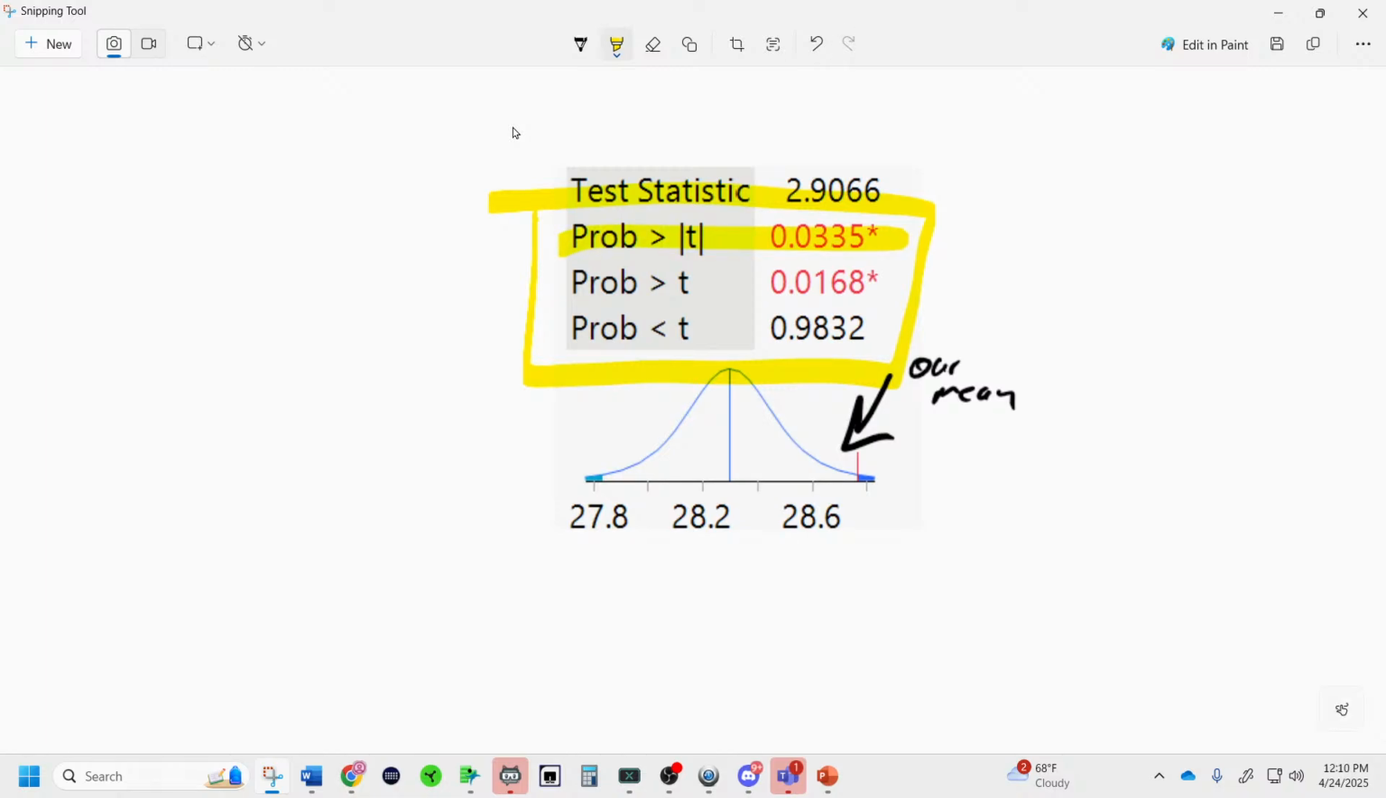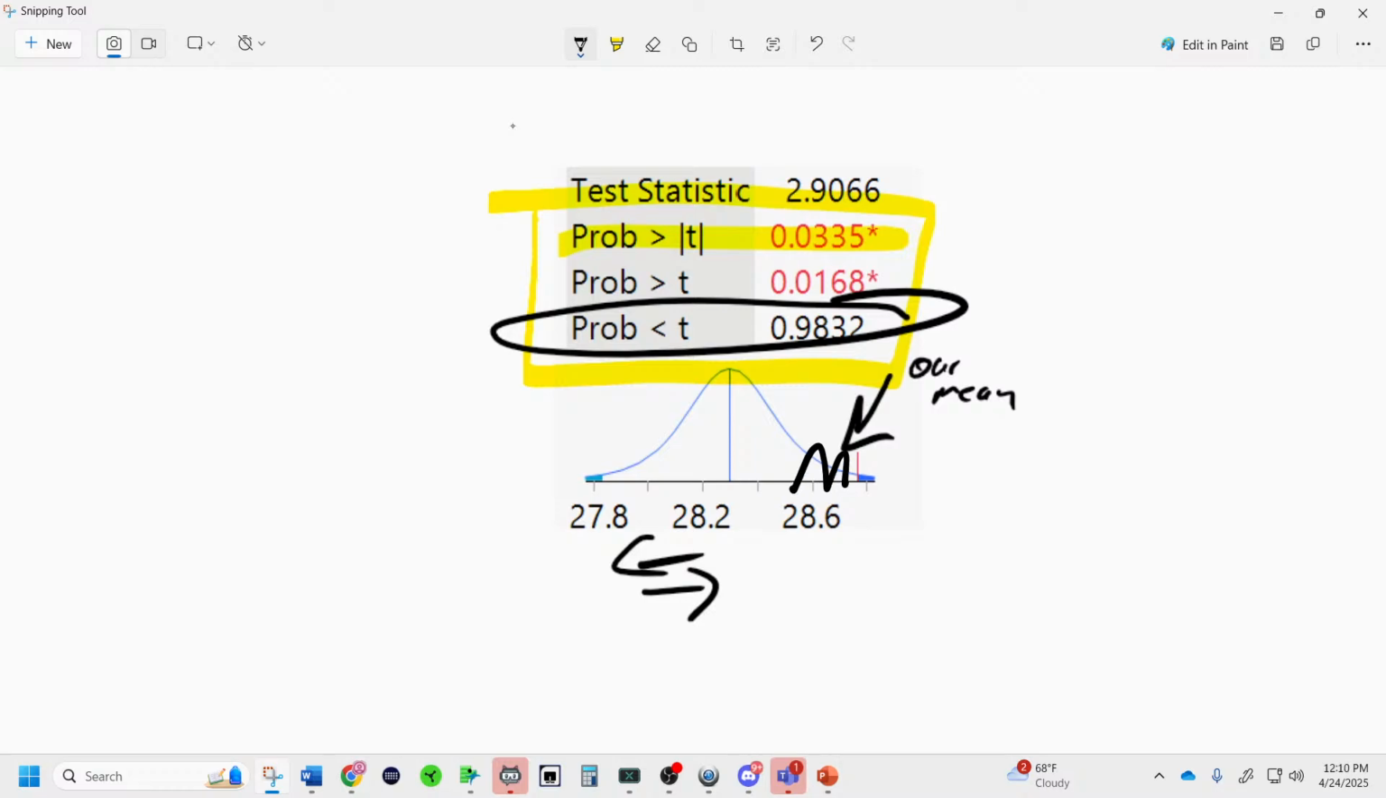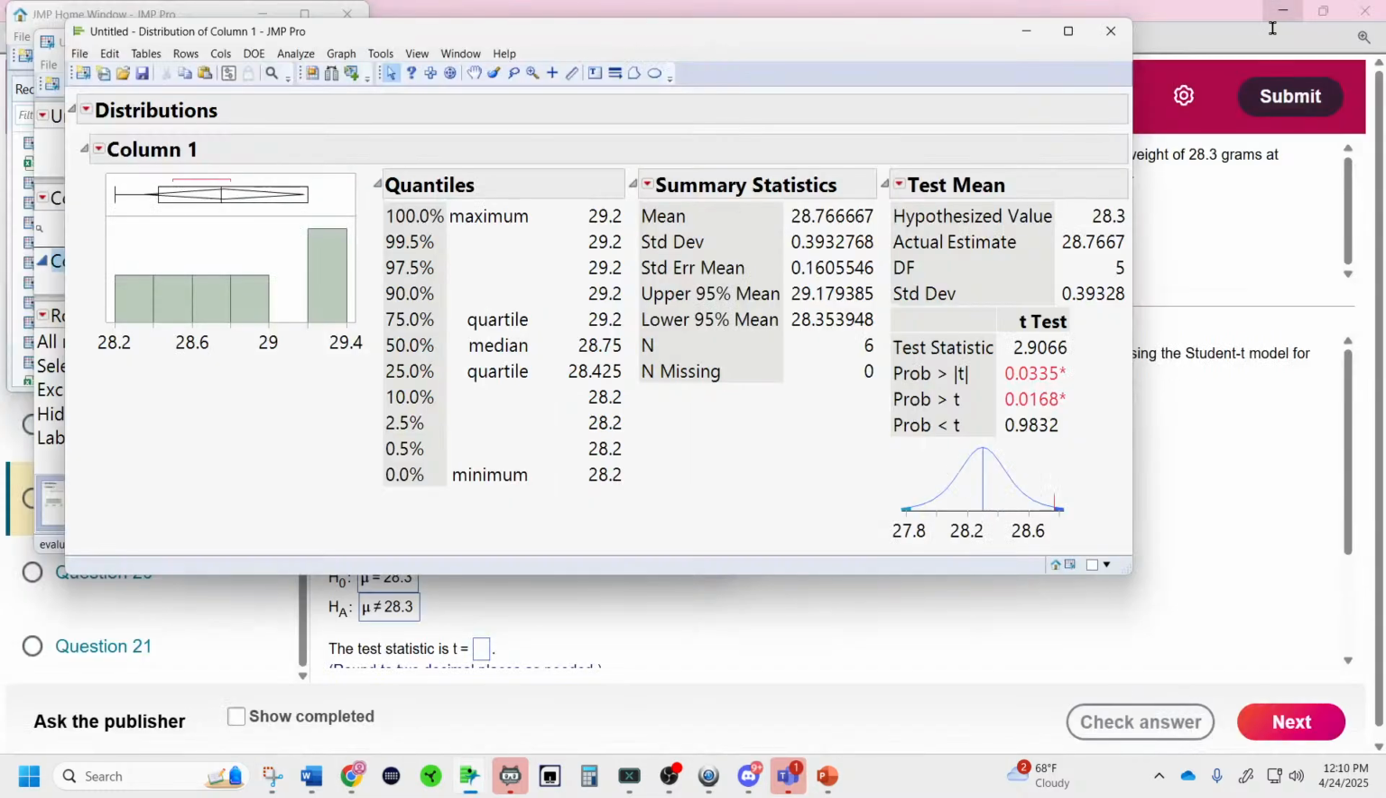It is the top one right there, because that is the does not equals, shading both sides of the curve. The does not equals shades both sides. The less than shades to the left of that line, the greater than shades to the right. And it's actually not showing the less than, but it would be a whole lot of this curve shaded below that red line right there, because you just shade to the left for the less than. So the p-value is 0.0335.